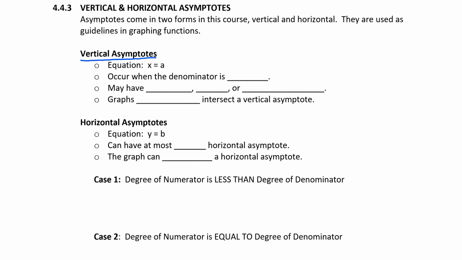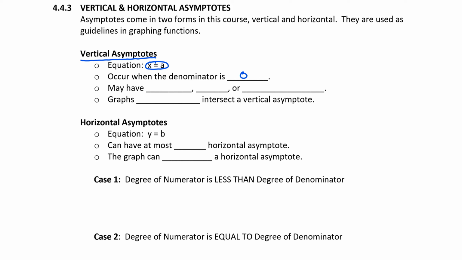The equation for a vertical line is always x equal to a constant. So when we express the location of a vertical asymptote, we must do so in equation form. These will occur when the denominator is equal to 0. Remember, when we found the domain of a rational function, we set the denominator equal to 0, and we called those restricted values. Well, vertical asymptotes occur at the restricted values of the domain.